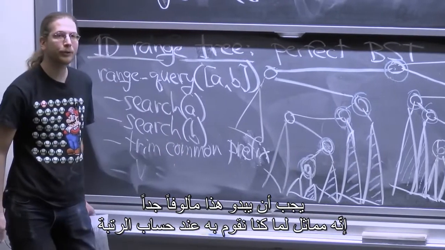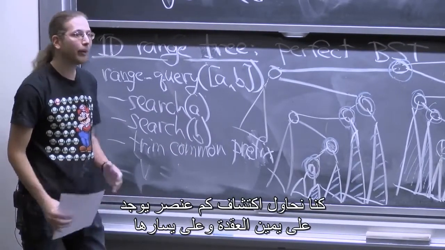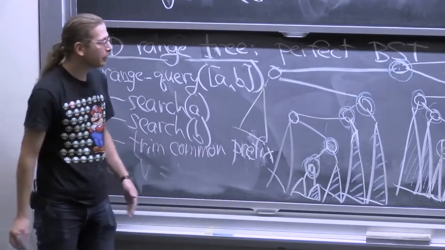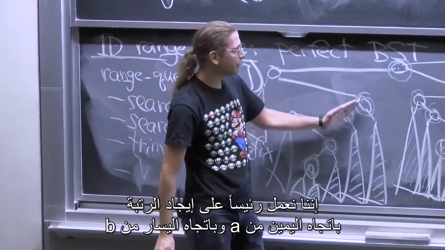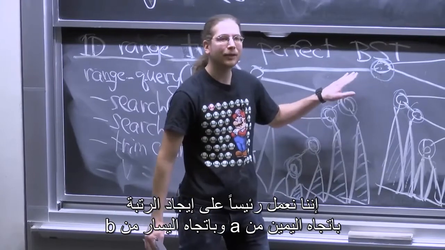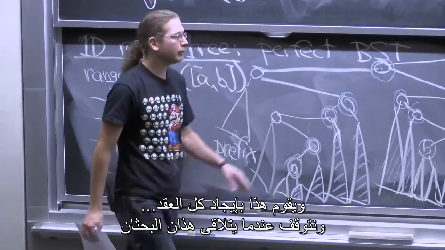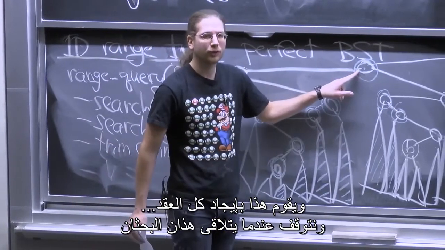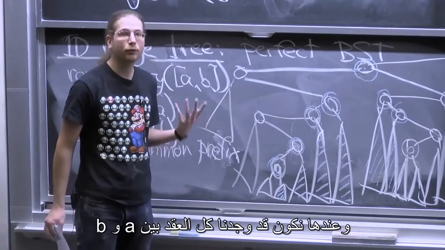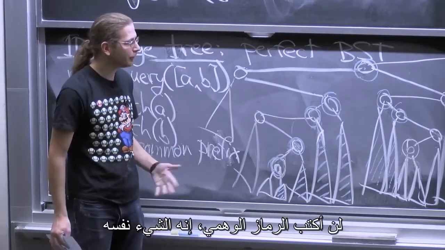Okay, this should look super familiar. It's just like when we were computing rank. We were trying to figure out how many guys are to our left or to our right. We're basically doing a rightward rank from A and a leftward rank from B, and that finds all the nodes, stopping when those two searches converge. And then we're finding all the nodes between A and B. Okay, I'm not going to write down the pseudocode. It's the same kind of thing.